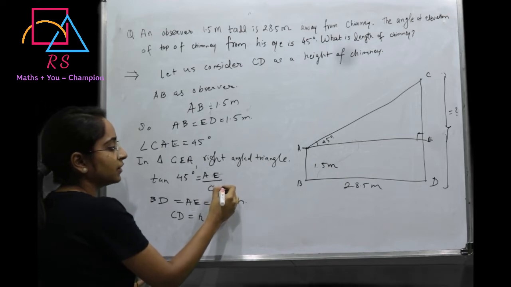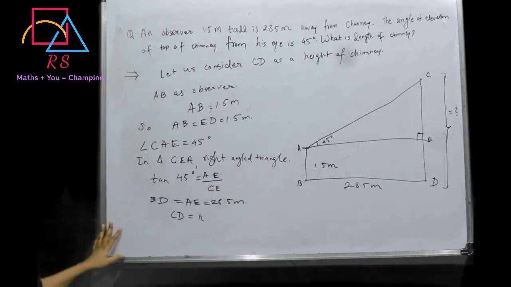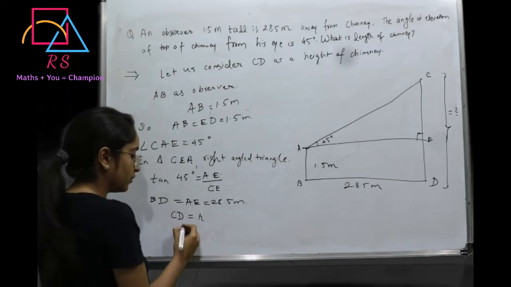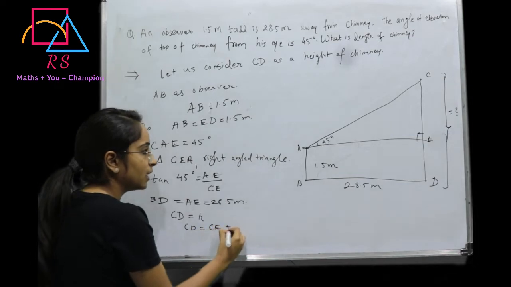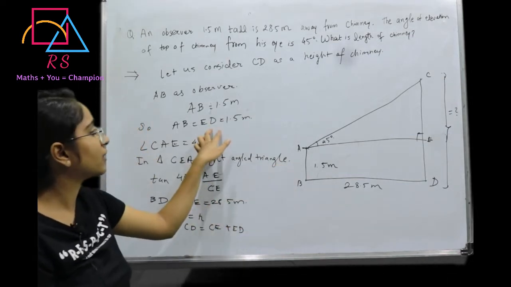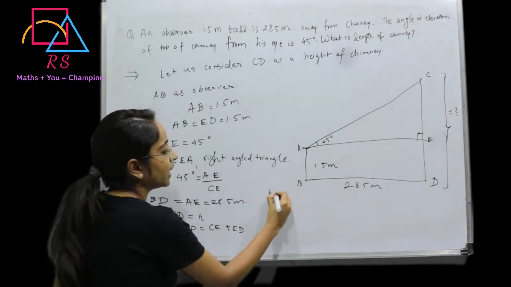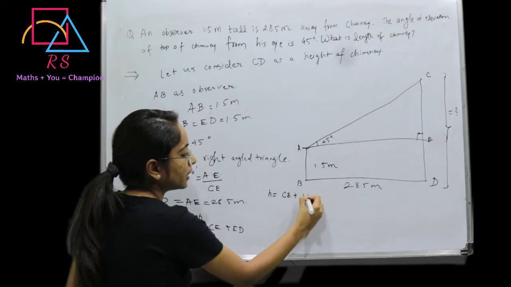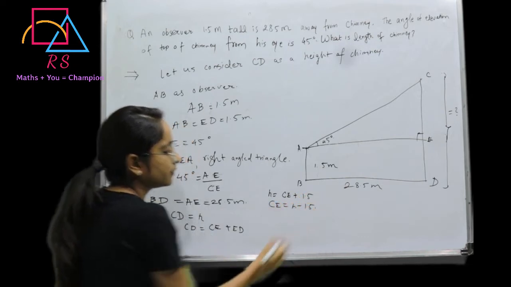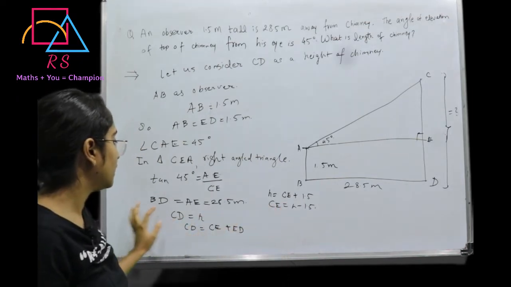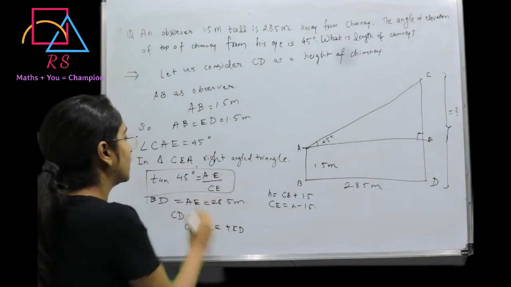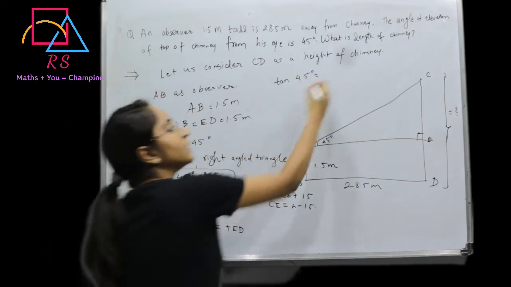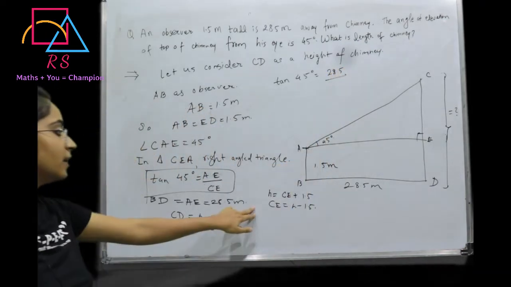But further, if we need to find the value of CE, I will consider the value of CD as H and further derive values from it, as CD is equal to CE plus ED. So ED is 1.5 meters as we have calculated above, and CD is H. So we will put H is equal to CE, we have to find, plus ED, which is 1.5. So CE is H minus 1.5. So I have got the value of CE and AE also. So I will put it in the first equation of tan 45. So tan 45 degrees is equal to AE, which is 28.5 meters, upon CE, which is H minus 1.5.